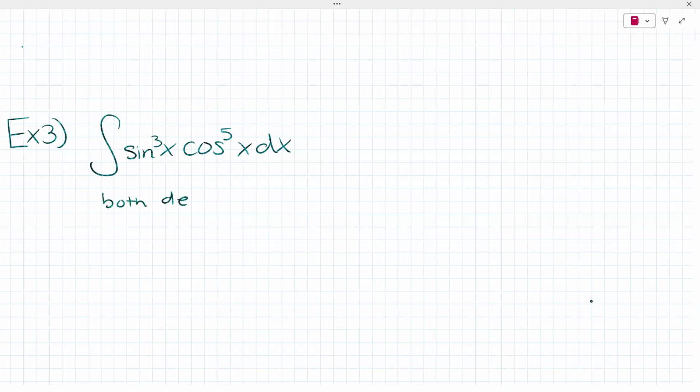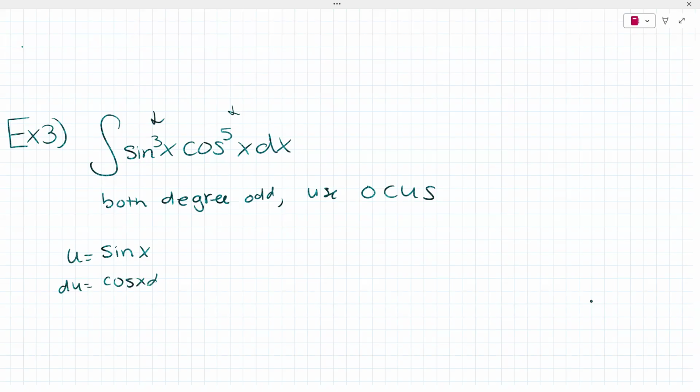So when you have a case where you have a sine and a cosine and both the degrees are odd, you still got to use OCUS. So your u substitution would be sine. So when you have an integral of sine and cosine, and they're both odd degrees, you're going to use OCUS, meaning your u substitution would be sine. So du would be positive cosine of x dx. And then use your remainder of cosine squared of x is equal to 1 minus sine squared of x.